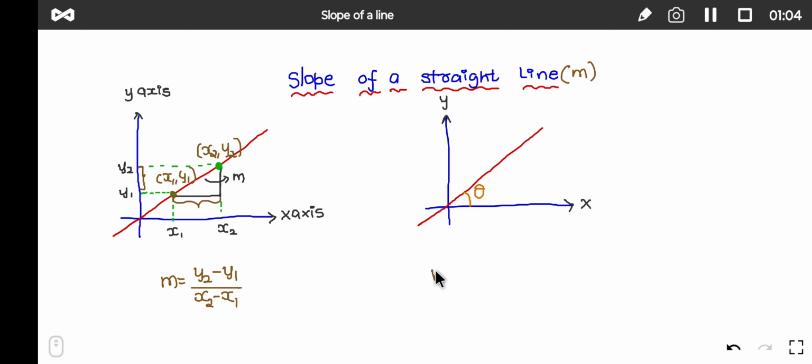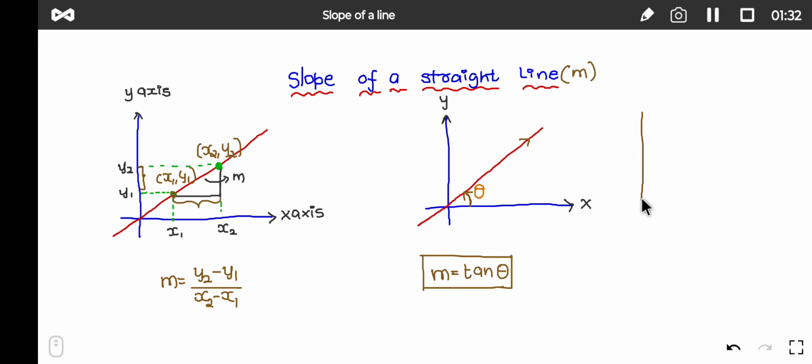The other formula we have is m is equal to tan theta. We can use this formula to find a slope whenever our straight line makes an angle with the positive x-axis, like this in the anti-clockwise direction. If we know the angle, then to find the slope we use the formula m is equal to tan theta. And whenever the line is parallel to the x-axis like this, the slope value is nothing but 0. Let's solve some examples to find a slope by these different formulas.